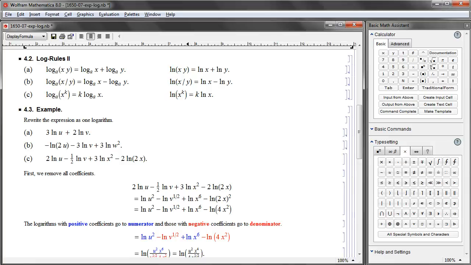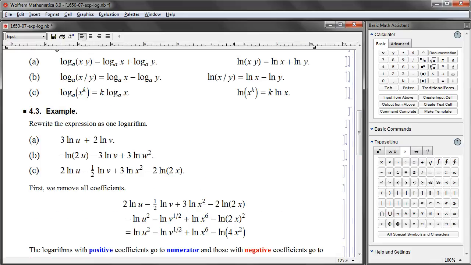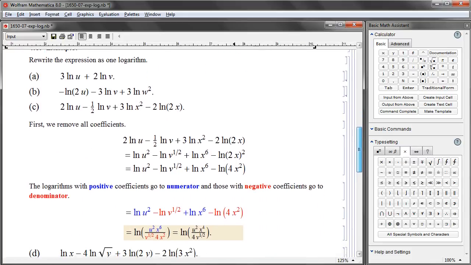Log of u squared, that's a positive coefficient, so blue, that's going to numerator. And that's negative, so red, that's going to denominator. Blue, numerator, that's plus. Minus, that's going to denominator. And put those together using rules A and B at the same time. After simplification, we get something like that. Let me increase the font so that you can read these fractions a little bit better.